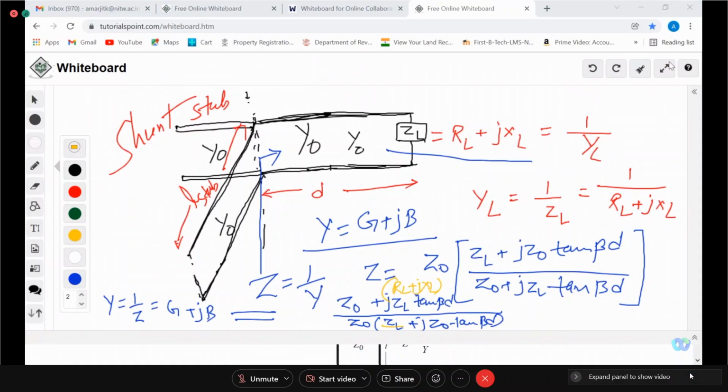So if you solve this equation, can you calculate G and B, a complex number, by equating the real and imaginary parts? What is the real part of the admittance Y and the imaginary part of the admittance Y, G and B? Can you calculate G and B?